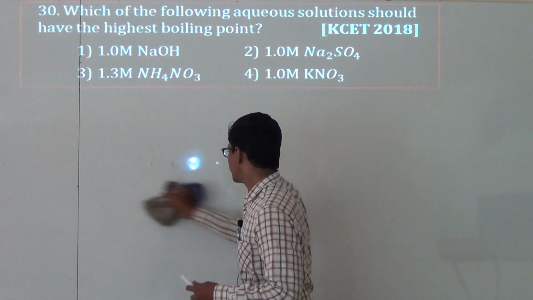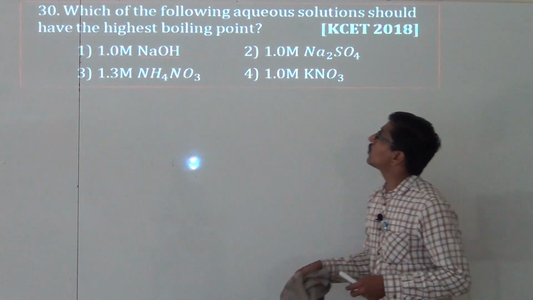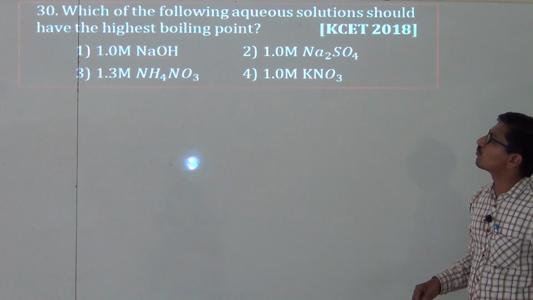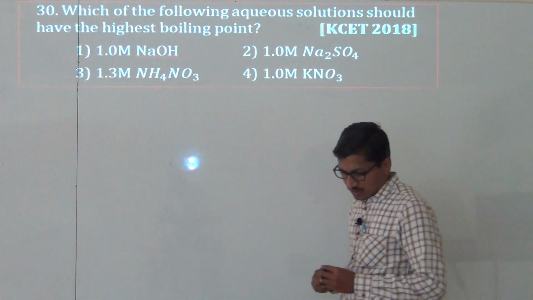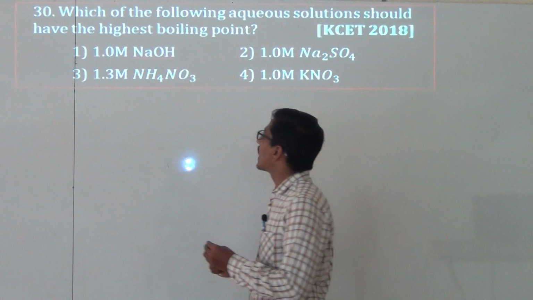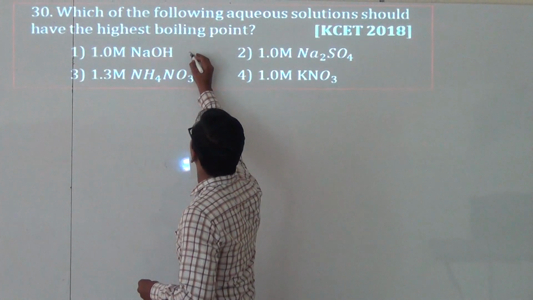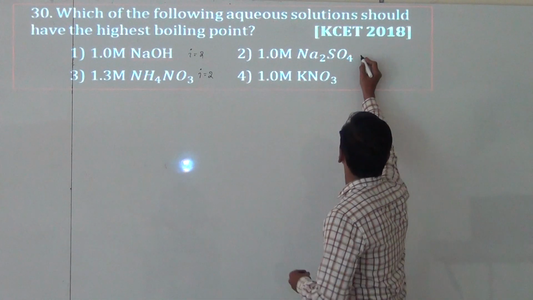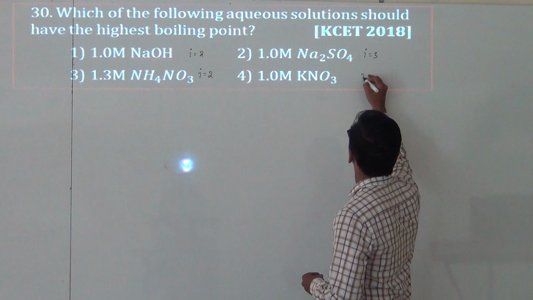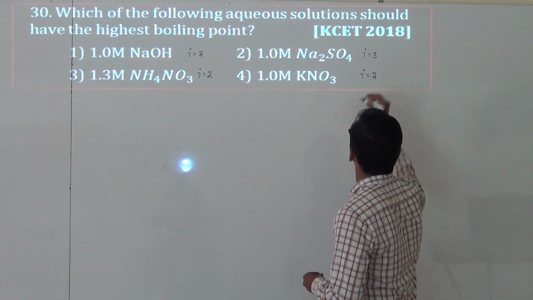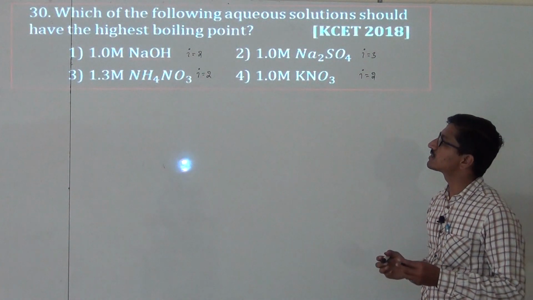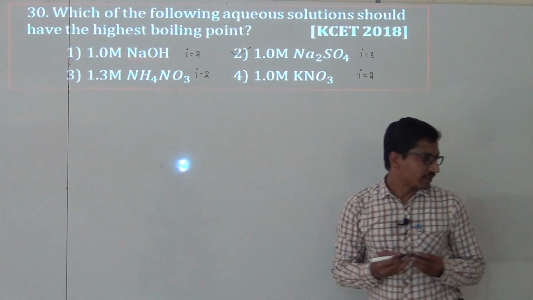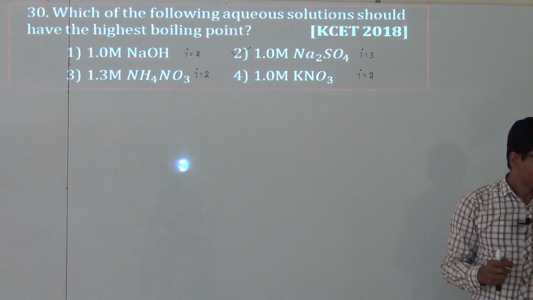Next question is, which of the following aqueous solutions should have the highest boiling point? Highest boiling point means the highest value of i, or number of particles. Here i is equal to 2, here i is equal to 2, here i is equal to 3, and here i is equal to 2. The maximum number of particles exhibits the highest boiling point, and option 2 is the correct answer for this.